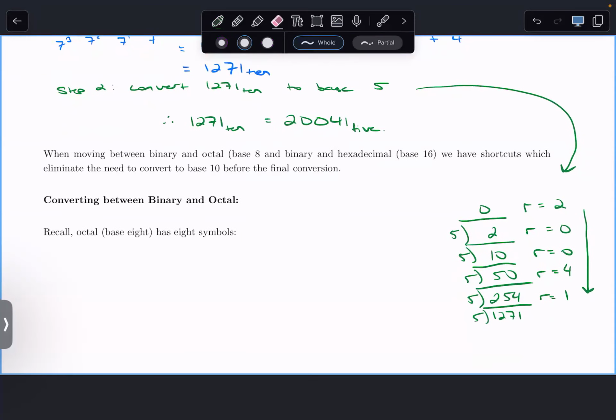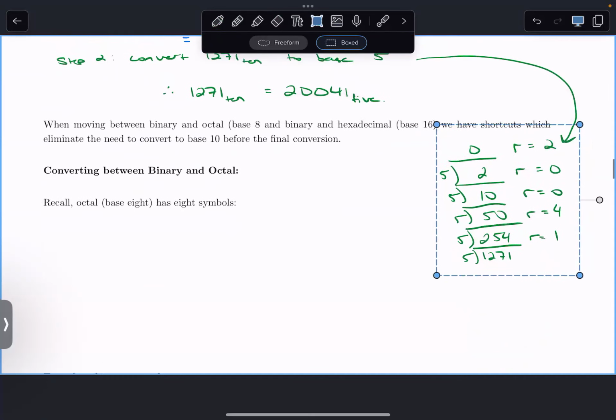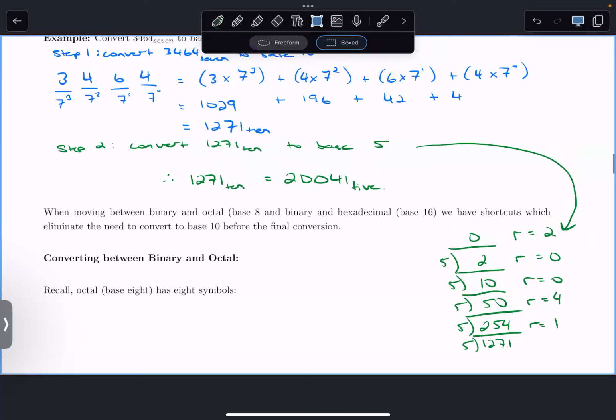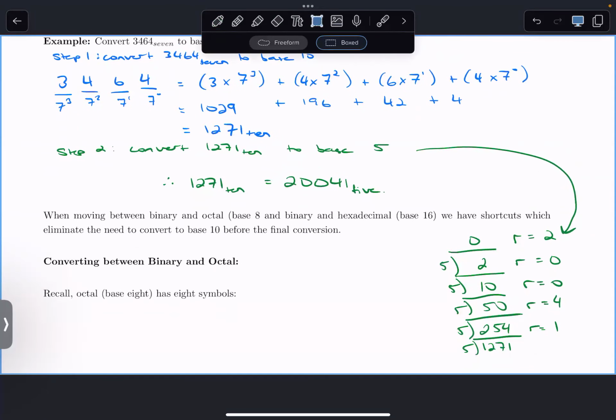Too many arrows. Okay, let me bump this. I needed more room.